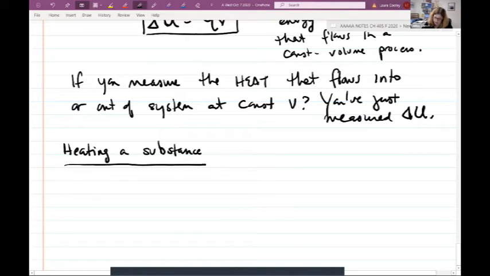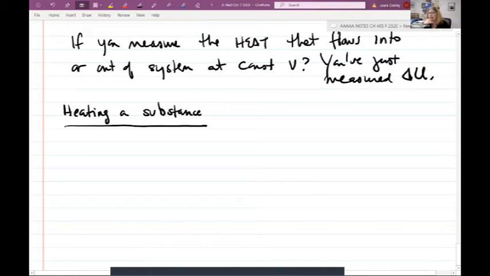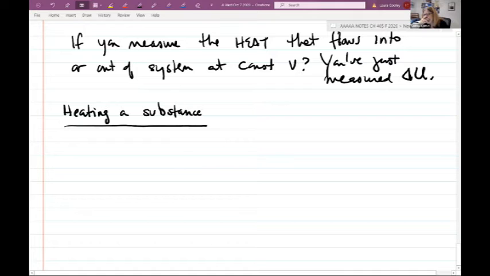Because remember, I believe I did an example with different heat capacities. Did I? I did that, right? Iron and water. Did I do that in this class? I think I did. No? Well, it doesn't matter. I'll talk about it now.